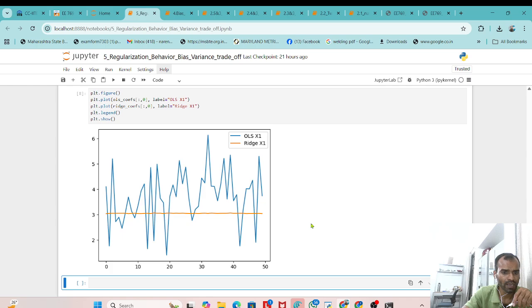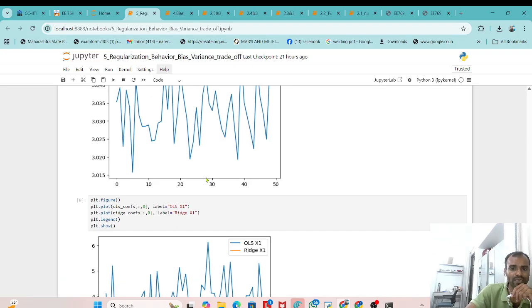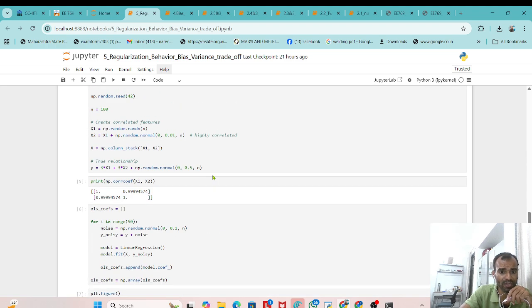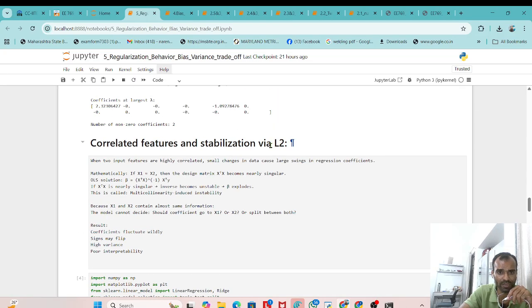And then we are comparing this with the other model, and you will see that this is nothing but the ordinary least squares, and this is nothing but the ridge model, right? L2 regularization. So for the highly correlated features, we are stabilizing using the ridge model, or L2 stabilization.